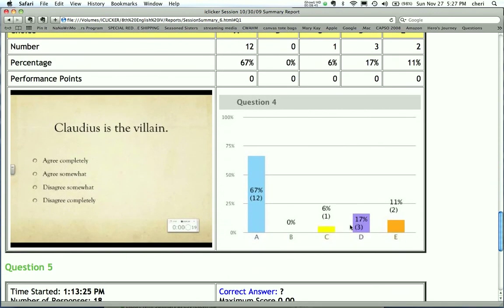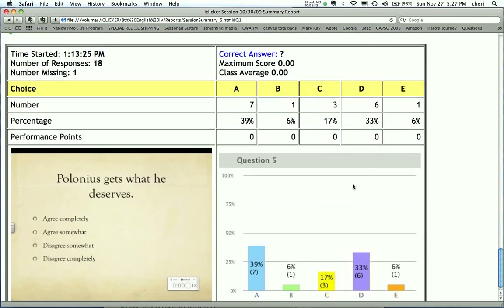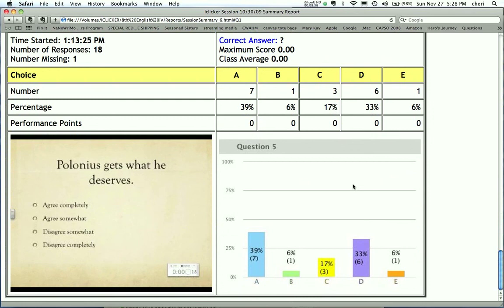The Claudius one didn't have as much polarization. We had a little disagreement, had some kids choosing an alternate option. Polonius gets what he deserves. This one was always an interesting one every year because some kids really sympathize with him and just think he's a bumbler. Some people think that he's very, very manipulative. And of course, that's what comes out. This was an interesting particular class period because some agreed completely, some disagreed completely. So they got to express themselves. And it was very much like a tennis match. Agree, disagree, agree, disagree. And then the hot seat pairs were able to come in and offer alternative points of view after having heard the debate.